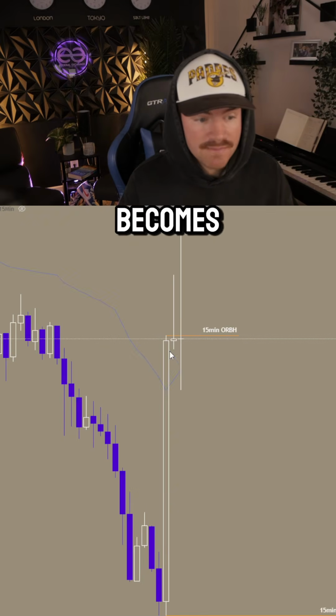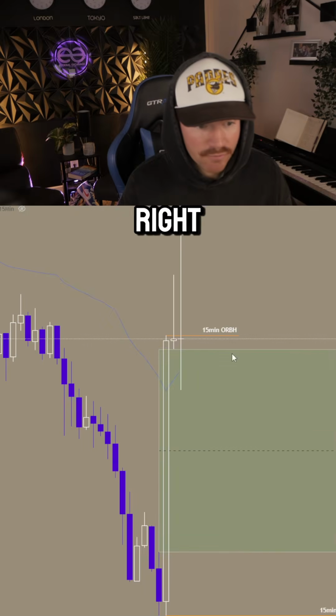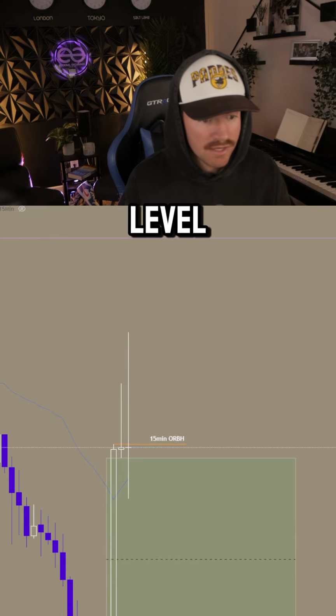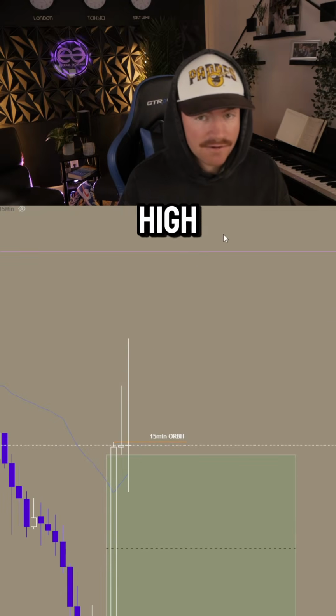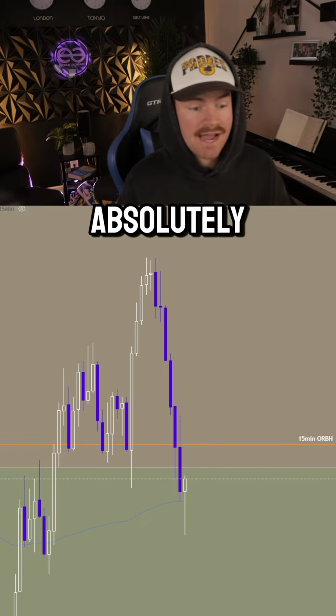So I notice that this becomes a 15-minute bullish fair value gap right here, and we get perfect retracement right into that. So now I want to see some kind of reaction off of this level that's going to take us up to that Asia high. This is where combining ICT concepts and the 15-minute ORB is absolutely golden.